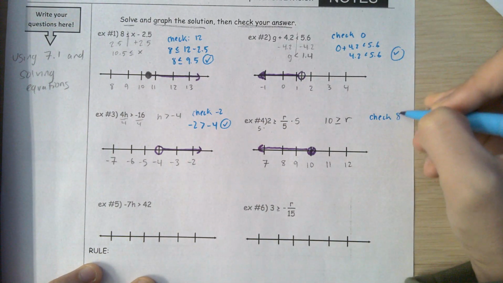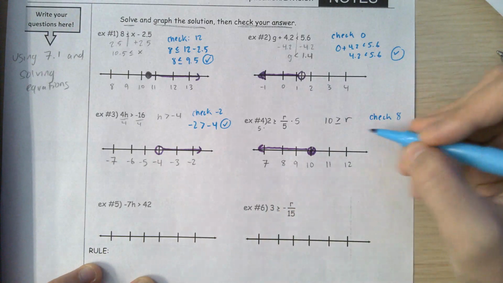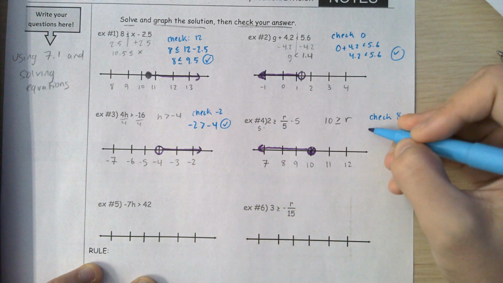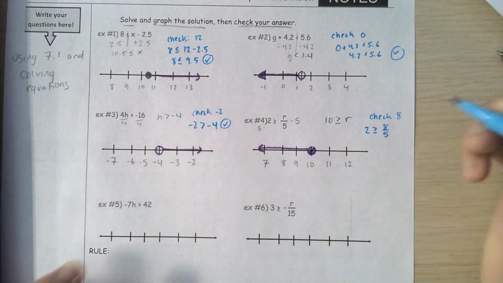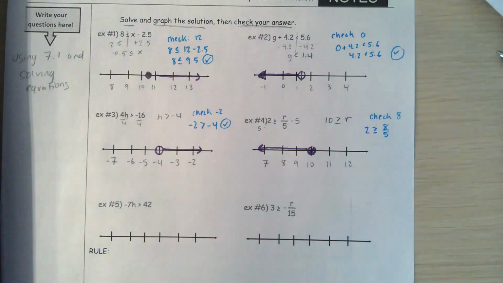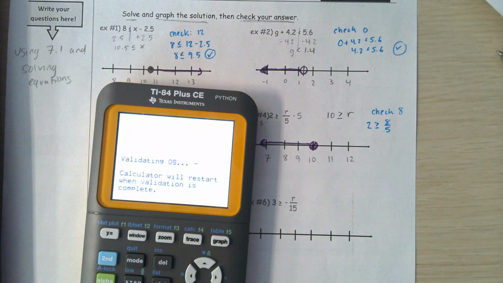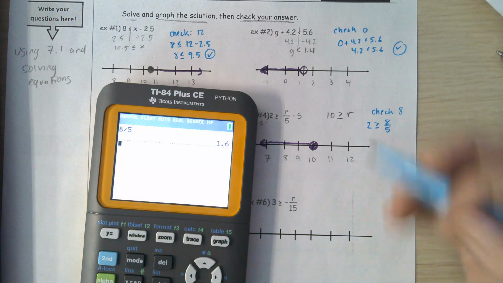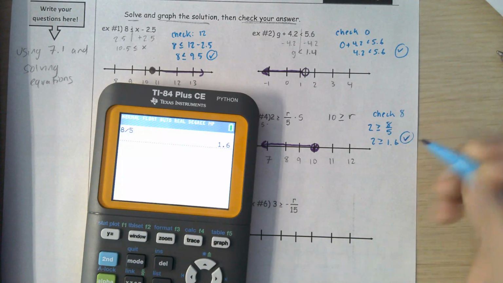Check 8, right? I'm just choosing. I could check 7, I could check 9. I'm just choosing 8. So we go back to the original. 2 is greater than or equal to 8 over 5. So you might be able to do 8 over 5 in your head, but if not, you can use a calculator. So we have 8 divided by 5 is 1.6. Is 2 greater than or equal to 1.6? Yes. So we know that we did it right.